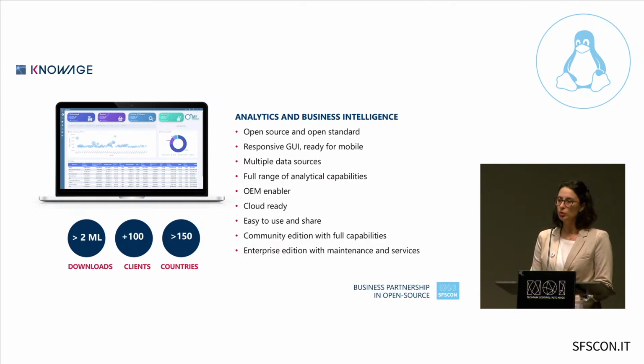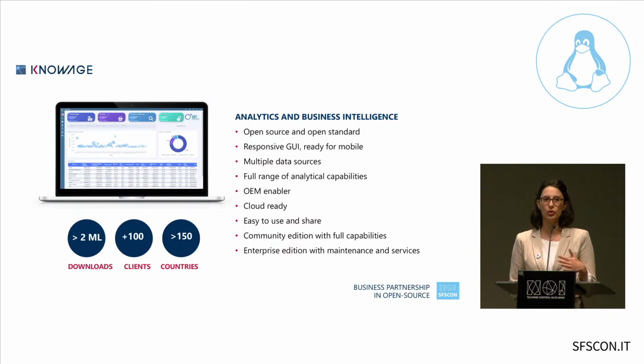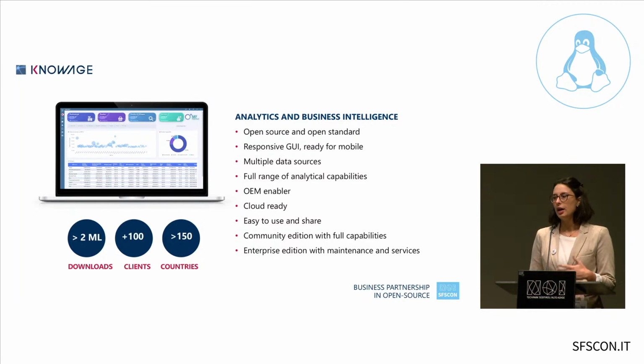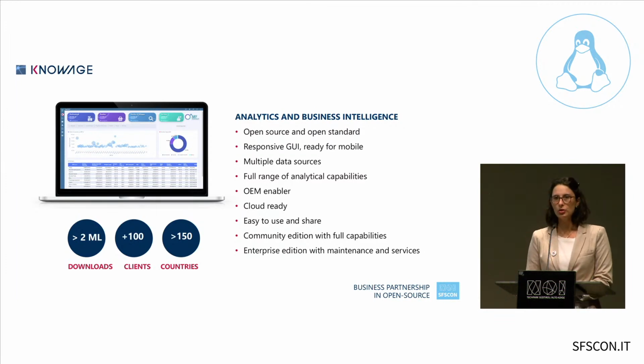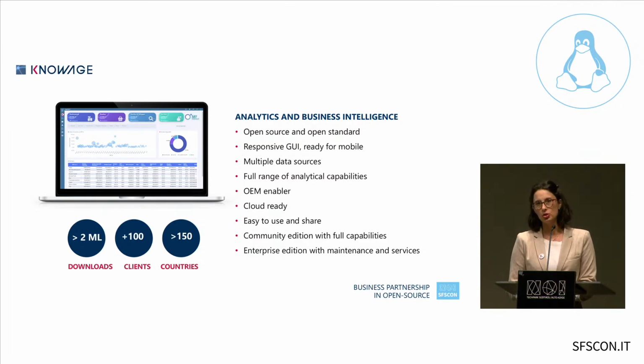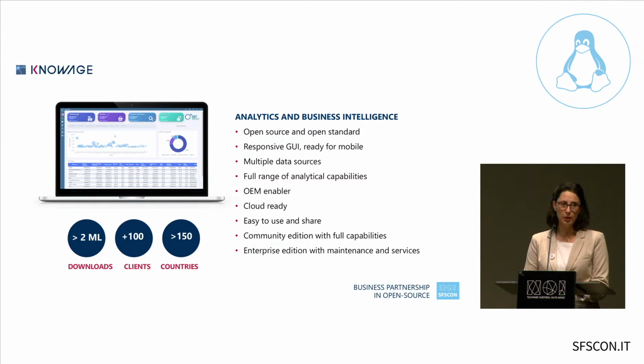This allows you to use the data you want for the goal you desire in an open architecture that is really an important enabler, especially if you're looking for a product to embed in yours as OEM. Knowedge is available on-premise, on cloud, as SaaS, and comes in 2 editions. The community edition, freely available, for example, on GitHub with full capabilities, and the enterprise edition that adds a few admin facilities, maintenance, and access to professional support services.